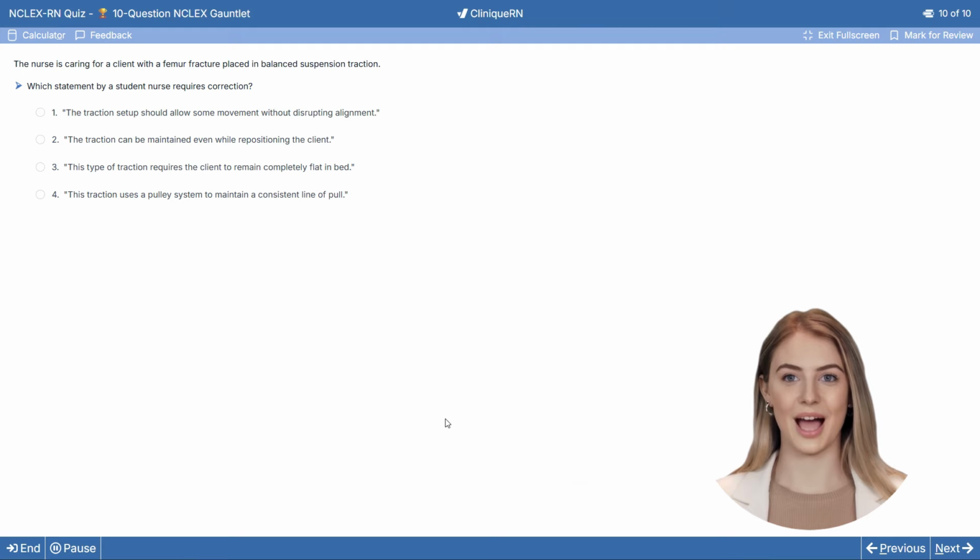1. The traction setup should allow some movement without disrupting alignment. 2. The traction can be maintained even while repositioning the client. 3. This type of traction requires the client to remain completely flat in bed. 4. This traction uses a pulley system to maintain a consistent line of pull. Take a second. What sounds off to you?